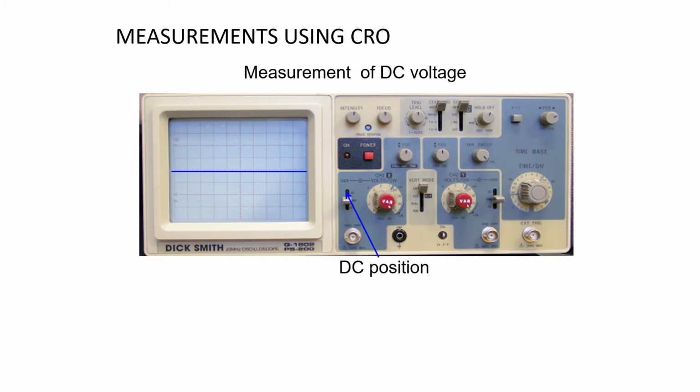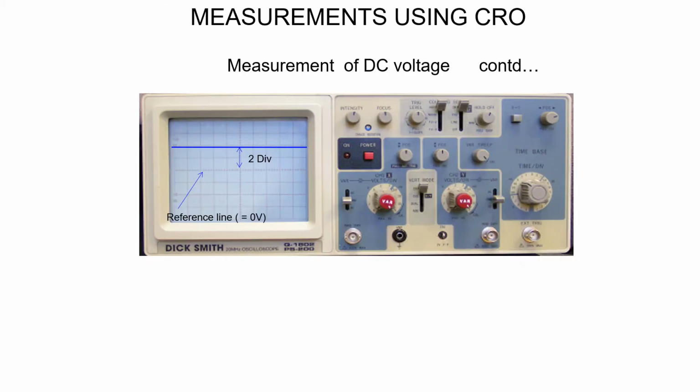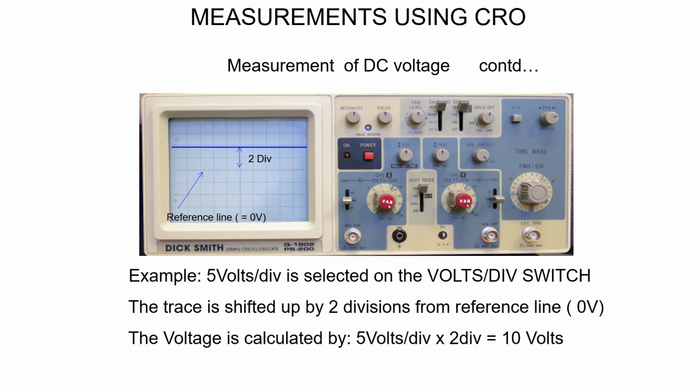Now you apply a DC voltage. You connect a DC voltage to the CRO. Put the switch in the DC position as I told you and apply the DC signal to the CRO. As soon as you apply the DC voltage, the reference line which was in the center of the screen display has moved up by 2 divisions.